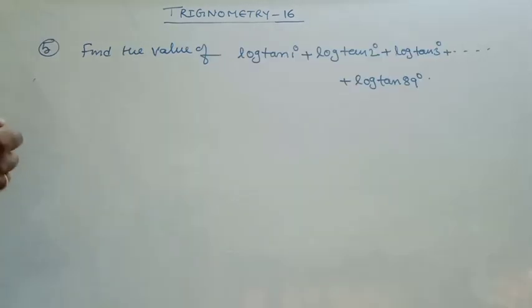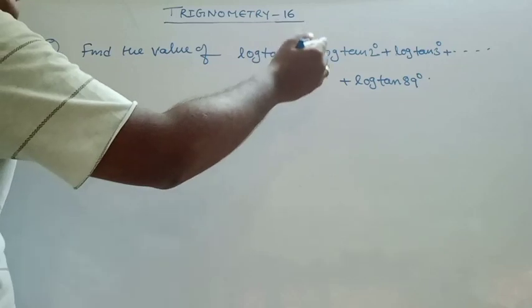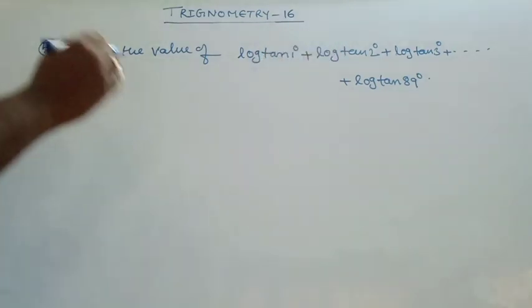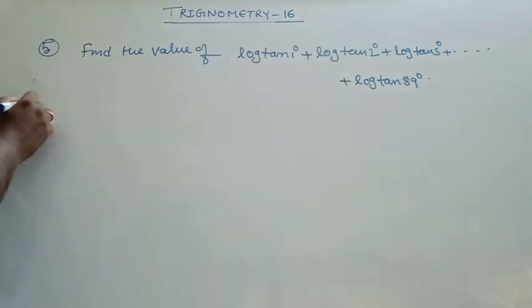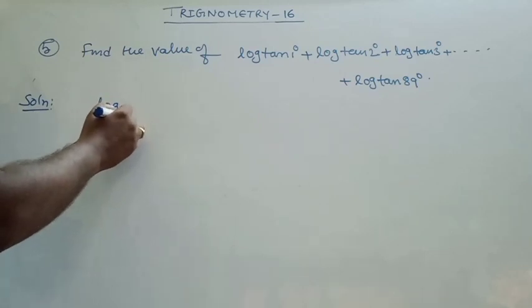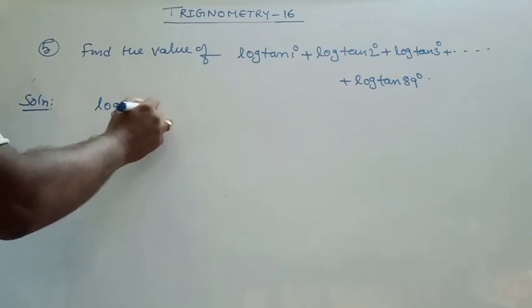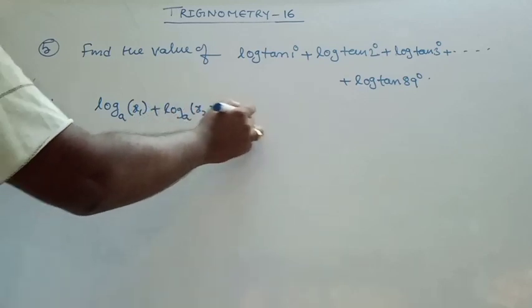The next interesting problem, the fifth one: find the value of log tan 1 degree plus log tan 2 degrees plus log tan 3 degrees, and so on up to log tan 89 degrees. This is what we require here. You know that we have some results: log to the base a x1 plus log to the base a x2, and so on.